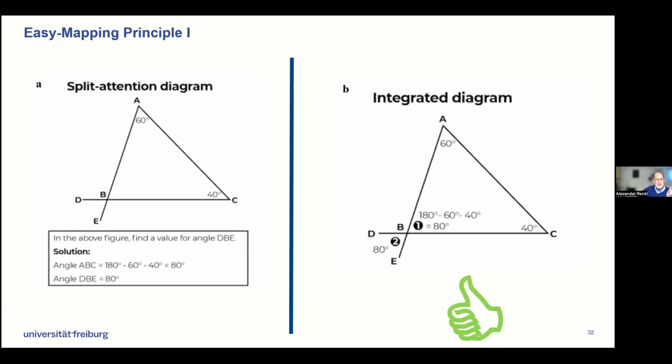It's called the split attention effect, I don't know whether you know that name, or integrated format effect, from cognitive load theory, which Mayer would call the spatial contiguity effect. But I don't think that's a special case. It's more about whether it's easy to map or not.